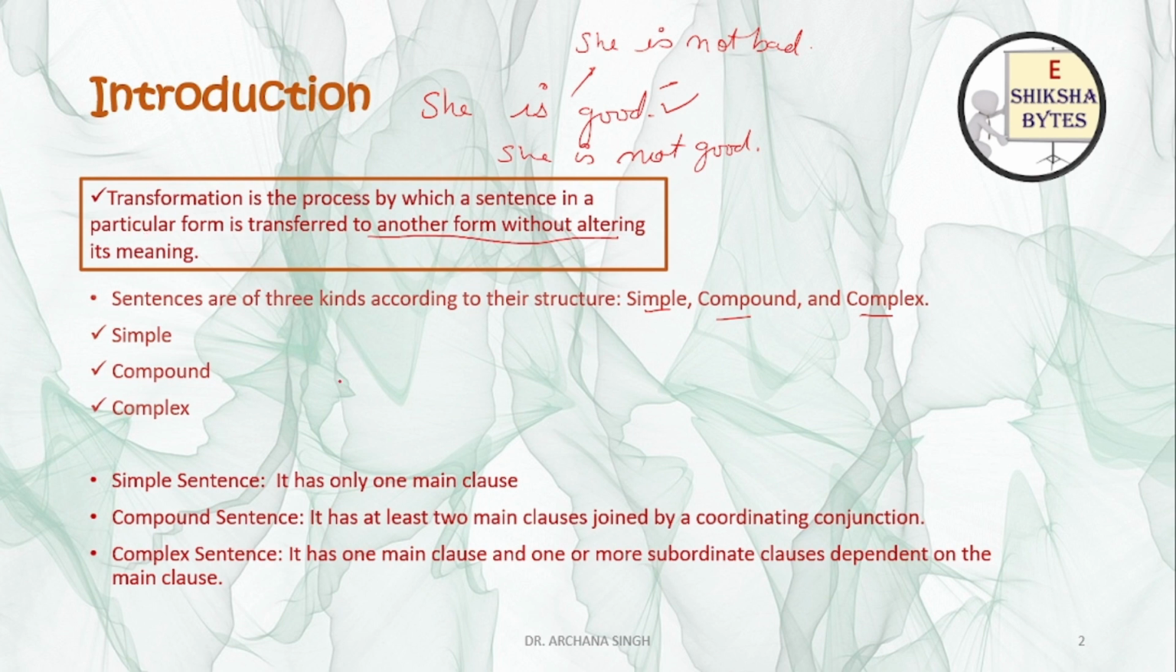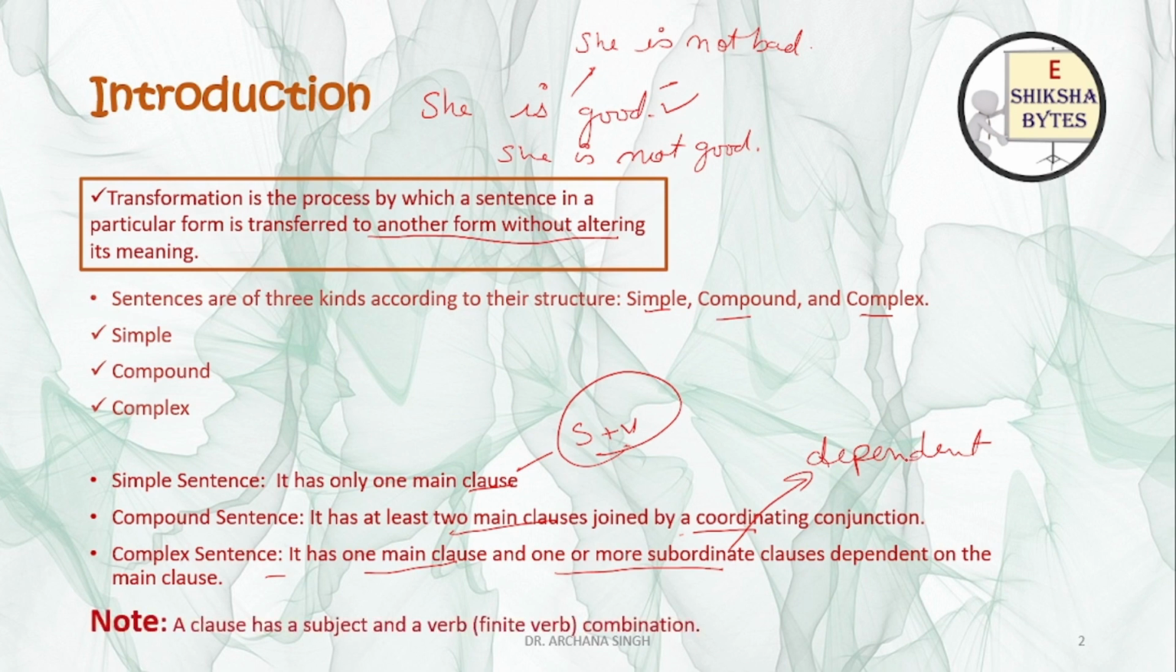A simple sentence is a sentence which has a main clause. Main clause here means you have a subject and a verb combination in a clause. A compound sentence has at least two main clauses joined by a coordinating conjunction. Whereas a complex sentence has one main clause and one or two subordinate clauses. A subordinate clause is a dependent clause, which does not stand alone in a sentence.